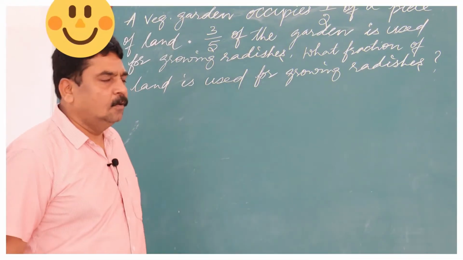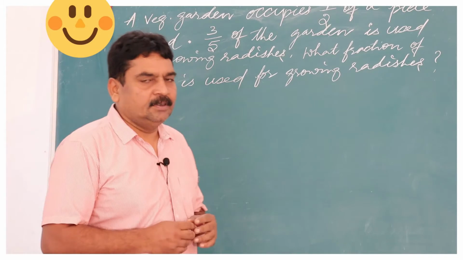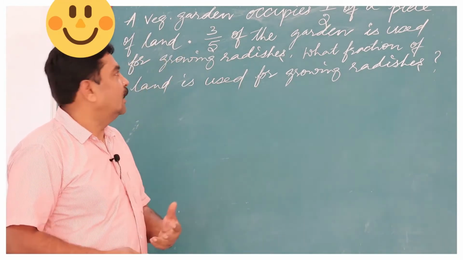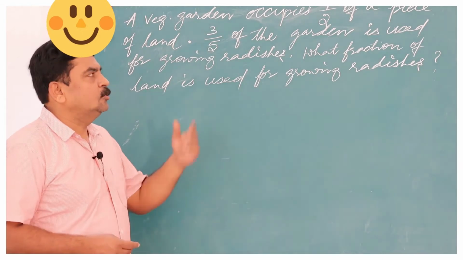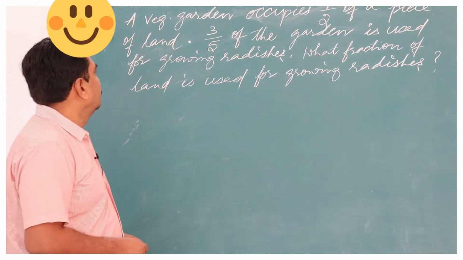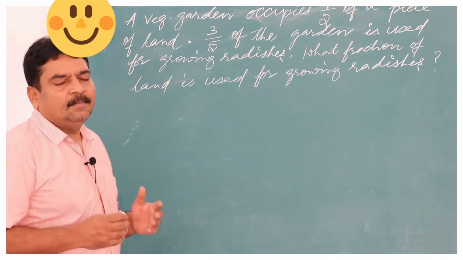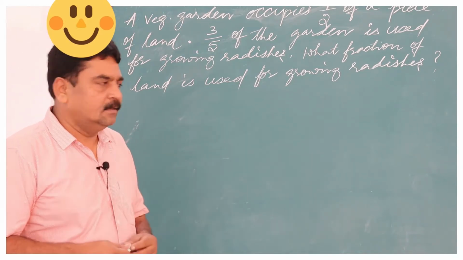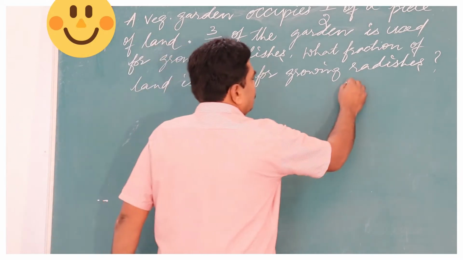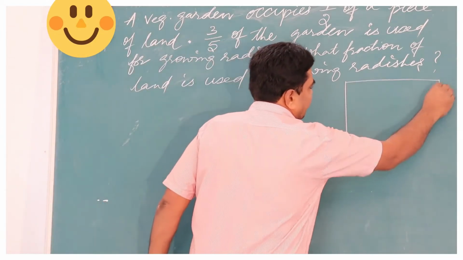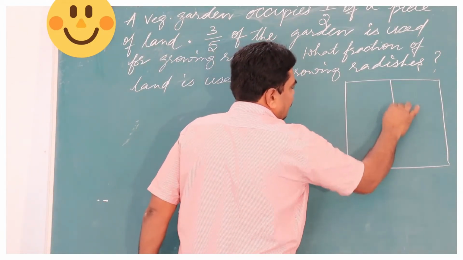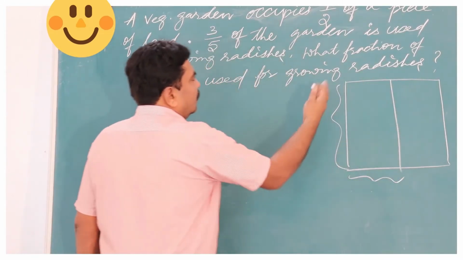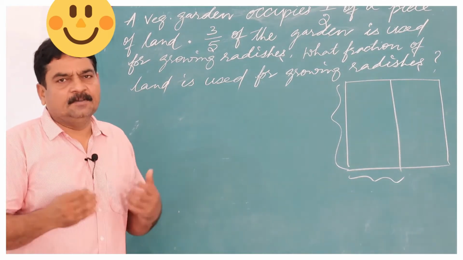Let's come back. Hope you have understood the question. Anyhow, I'll explain. A vegetable garden occupies 1/2 of a piece of land. That is, 1/2 means half. Half of the land is used, right? So if this is the land, then half of the land is used for the vegetable garden.